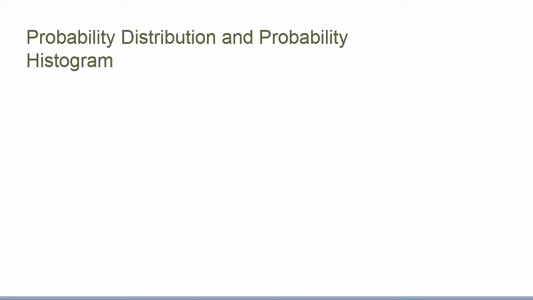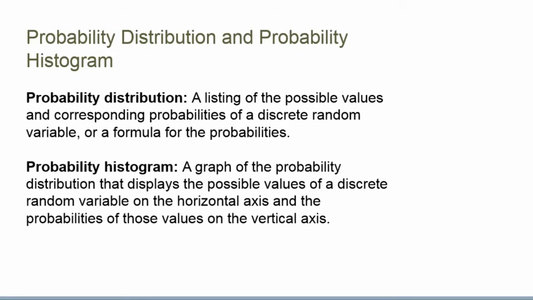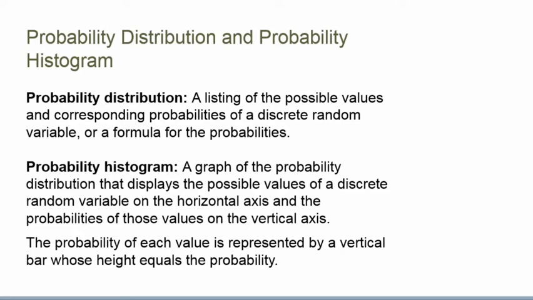Probability distribution and probability histogram. Probability distribution. A listing of the possible values and corresponding probabilities of a discrete random variable, or a formula for the probabilities. Probability histogram. A graph of the probability distribution that displays the possible values of a discrete random variable on the horizontal axis and the probabilities of those values on the vertical axis. The probability of each value is represented by a vertical bar whose height equals the probability.